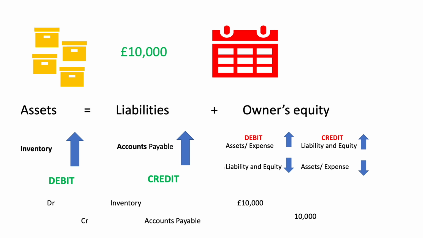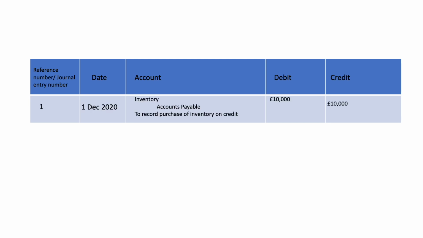To make a complete journal entry, we need to include a reference number, also known as the journal entry number, the date of the journal entry, the account column where the names of the relevant accounts affected are shown, then two separate columns for debit and credit, and a description of the journal entry. So this is what a journal entry would look like for our example.